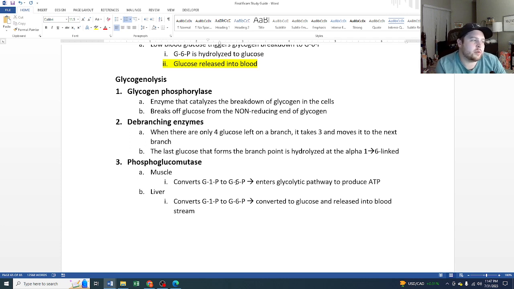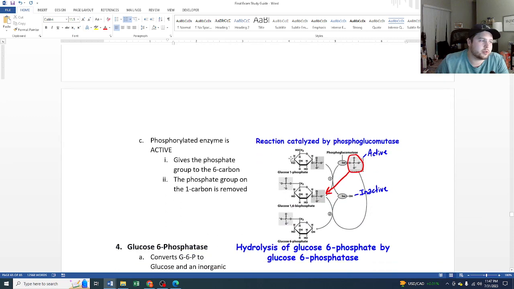So phosphoglucomutase is going to convert the G1P back to G6P in both the liver and the muscle in order for it to then go do its job of either producing ATP or getting released into the bloodstream to maintain our blood glucose.